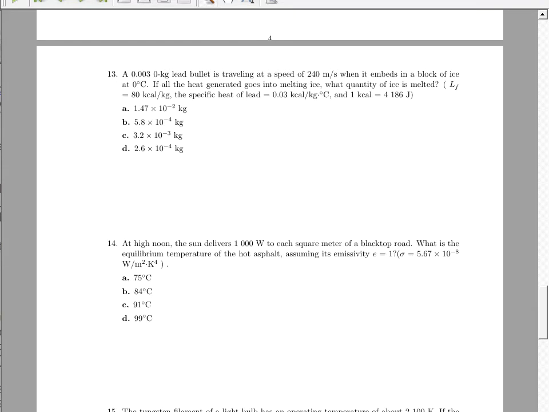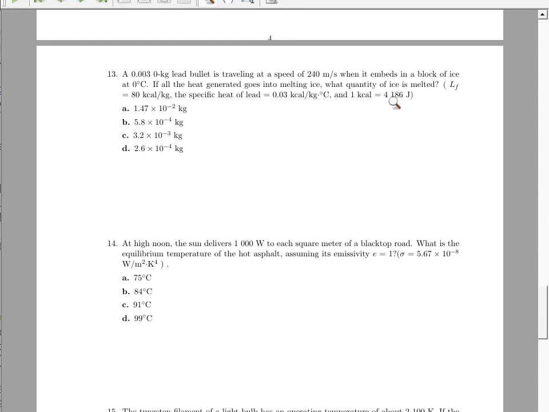Okay, in problem number 13, we are given a mass of a lead bullet, a speed of the lead bullet, a block of ice of unknown mass, and the latent heat of fusion of the ice. We're to assume that all of the heat goes into melting the ice. They give us the specific heat of lead, but considering that all of the heat generated goes into melting ice, that's just a red herring. And they also give us this figure, 1 kilocalorie is 4,186 joules.